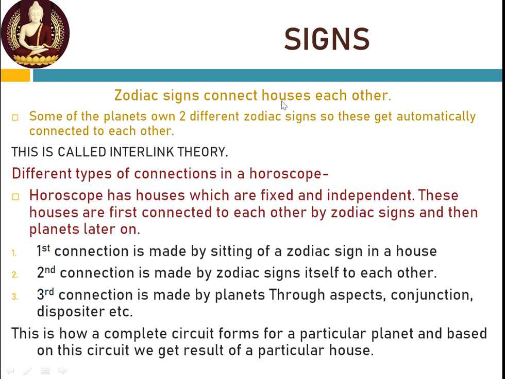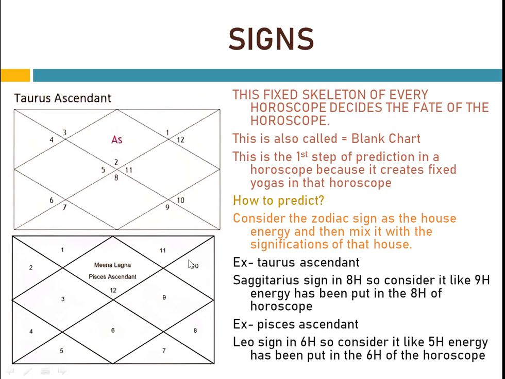Now, zodiac signs connect houses to each other. Some of the planets own two different zodiac signs, so these zodiac signs get automatically connected to each other, and this is called the interlink theory. What is the interlink theory? See, here Scorpio sign is ruled by Mars, and Aries sign is also ruled by Mars. So now for Taurus ascendant, the seventh house is already connected to the 12th house. Why? Because both houses are owned by Mars. They have a common dispositor planet.